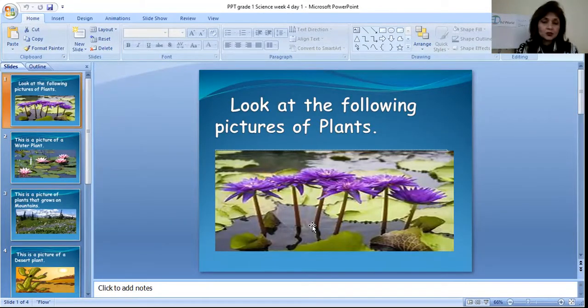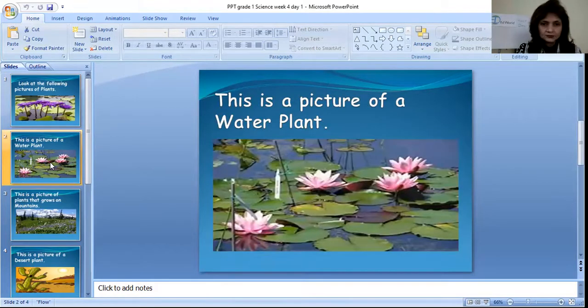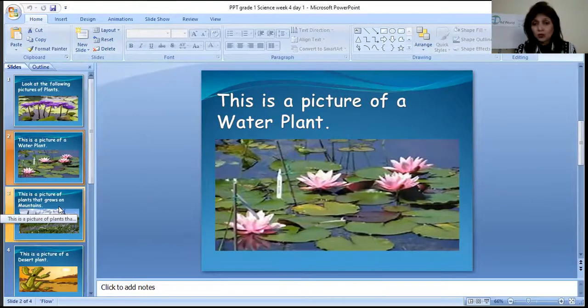So water is one area where plants live, and there are some plants that live in water. Their names are, you can see, pondweed, and this plant is a water lily. It is called water lily because it grows in water. So one area of the plants is clear, that plants grow in water.